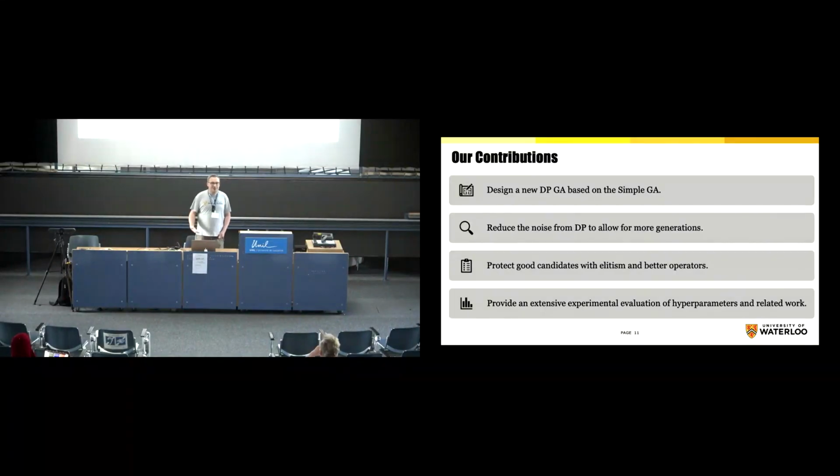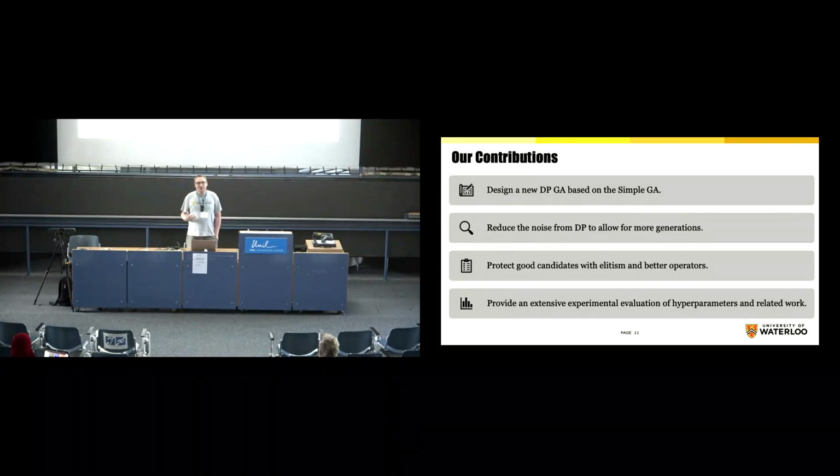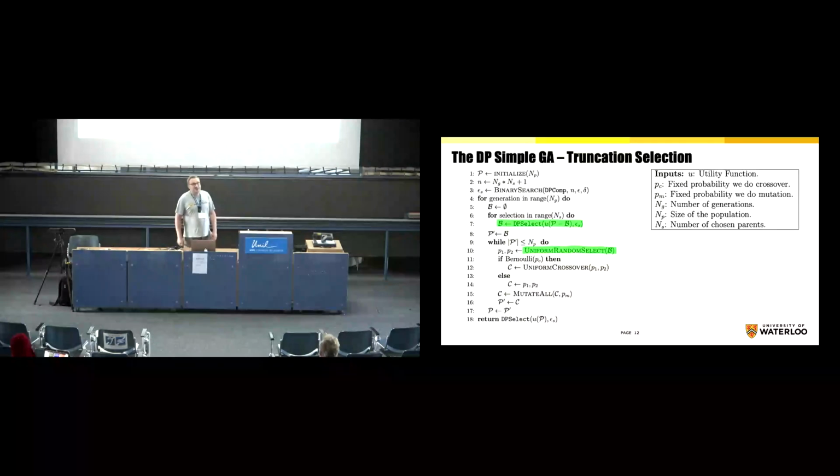Well, we decided to kind of start from scratch and redesign this because we wanted hope for genetic algorithms in differential privacy. So we figured out ways to reduce the noise, which I'll talk about. We figured out ways to protect these good candidates, stop them getting destroyed. And we did a lot of experiments on the different hyperparameters, how they're affected by privacy, and comparisons and things like this. So this is our algorithm.